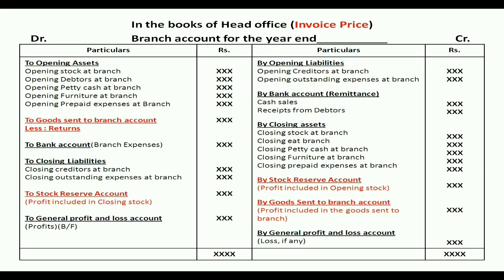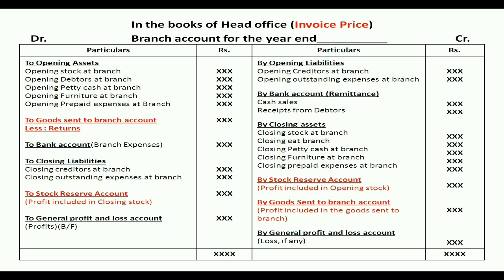Now the format under the invoice price method, in the books of the head office. The same entries will be there. The only changes are that three additional entries will be added to this. Along with that, one particular change: whatever return we used to record on the credit side will be recorded on the debit side.